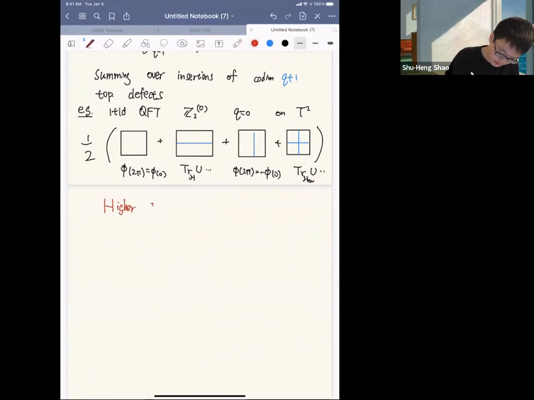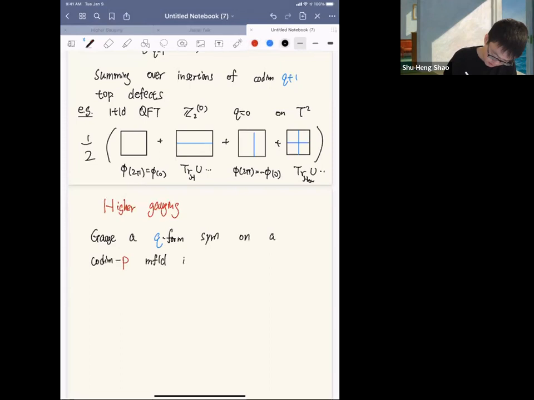So what is higher gauging? By higher gauging, I mean I gauge, again, a discrete symmetry, a Q-form symmetry, on a codimension P manifold in space-time. Notice that there are two integers at play here, Q and P.